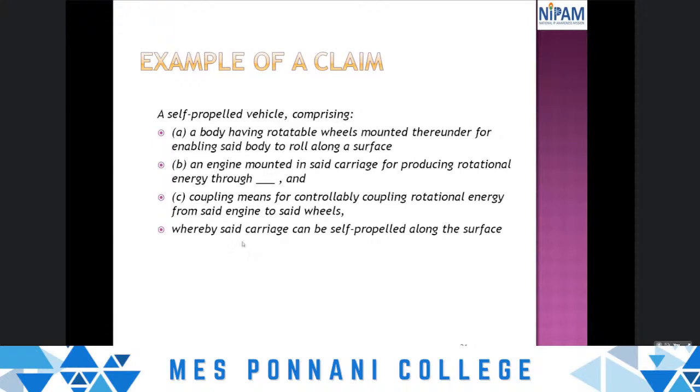And at the end, whereby said carriage is a body only. Actually, it should be body here. So whereby said body can be self-propelled along the surface. So this is the simple example of a claim. This is how a claim should be defined to include all the major technical features of your invention.